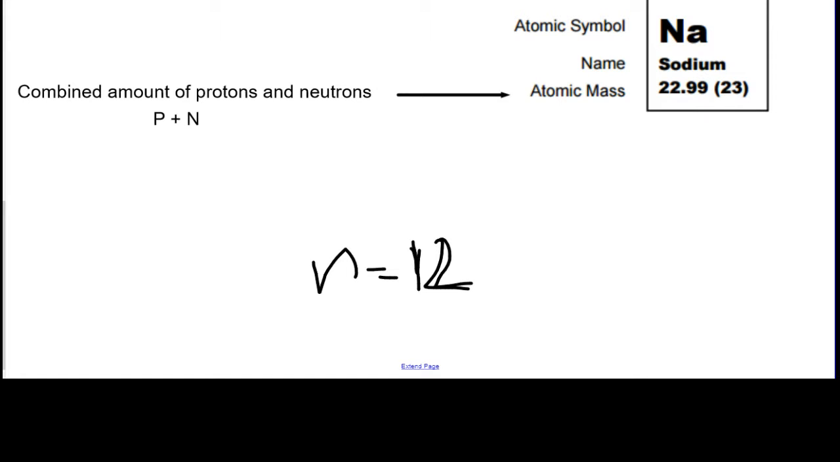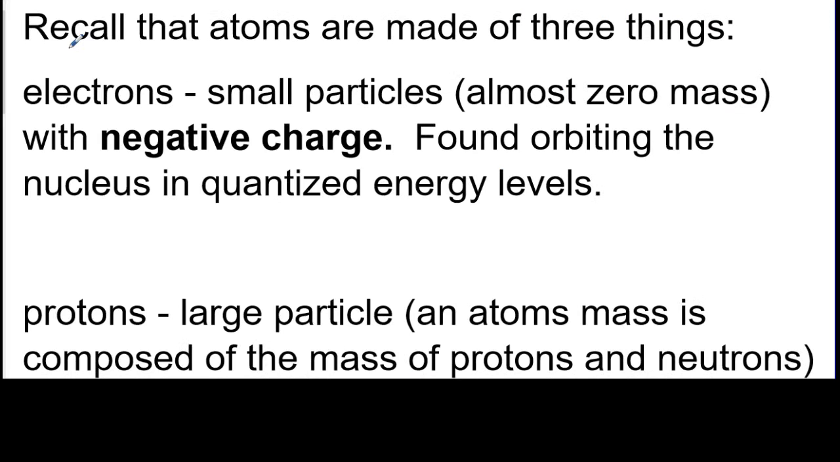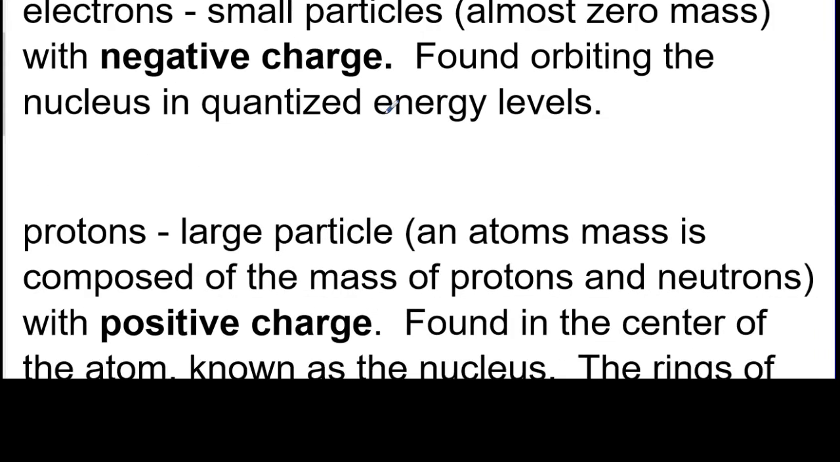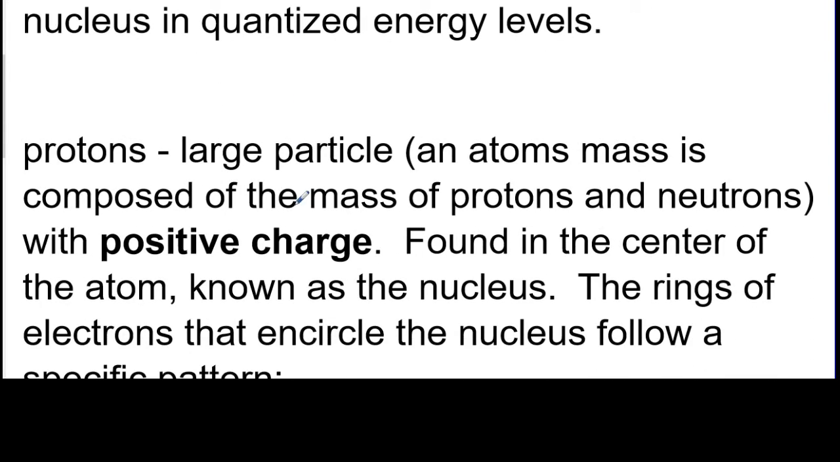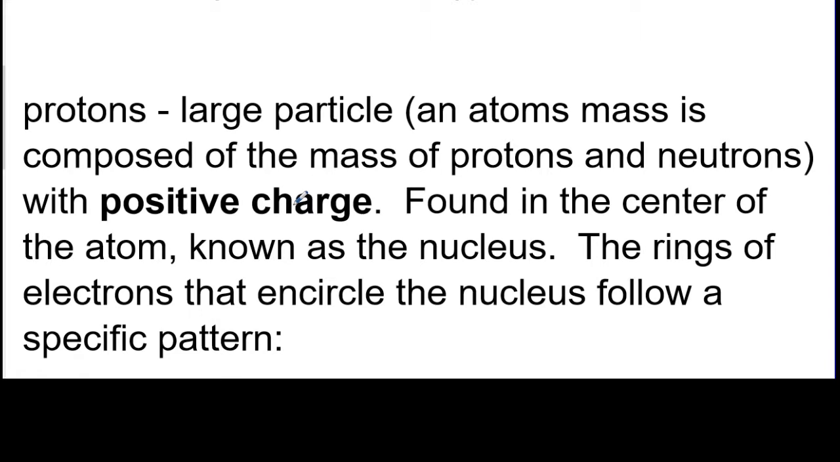So then when we go to draw it, we will have 11 protons and 12 neutrons inside the nucleus of our atom. So recall that atoms are made up of 3 things: electrons, protons, and neutrons. Electrons are small particles, almost zero mass, with a negative charge, found orbiting the nucleus in quantized energy levels. Protons are large particles, with the atomic mass composed of the mass of protons and neutrons, with positive charge, found in the center of the atom known as the nucleus.